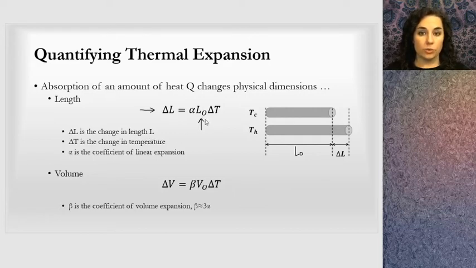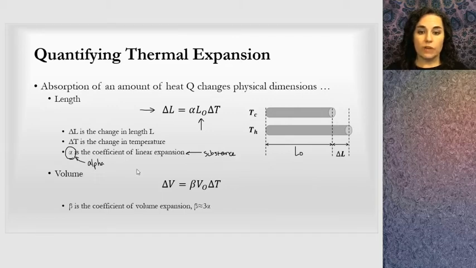L naught is the original length. And here, delta T is the change in temperature. There's the last thing here. Remember, this is Greek small case alpha. Greek small case alpha is the coefficient of linear expansion, and this depends on the substance. Some substances can take in more heat and take a temperature change and not change much in dimension, and then others may change a lot. And so that is how that is quantified in the equation, and this depends on the substance.